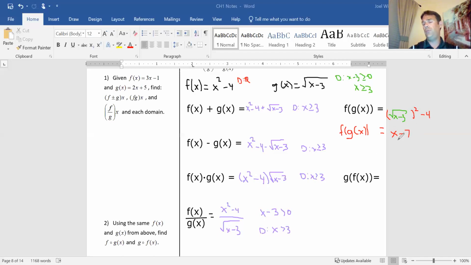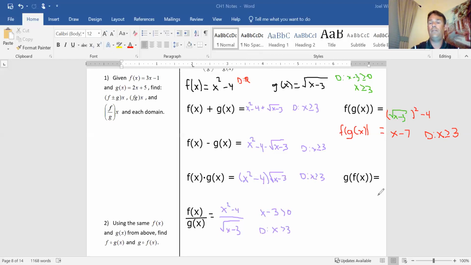Well, this is a linear function, and usually for a linear function, its domain would be all real numbers. But remember what we said. They have to follow the original two domains. And so since our original domain here was x is greater than or equal to 3, I have to use that domain again. So even though this is a linear function, I don't get to use the domain of all real numbers. I have to use the domain of my two original functions as my starting point, whichever one was most restrictive.